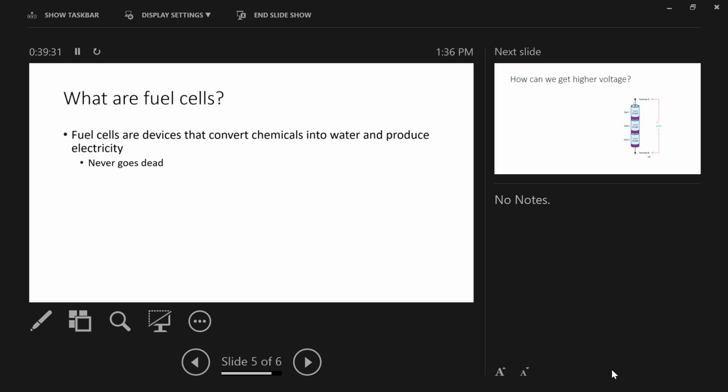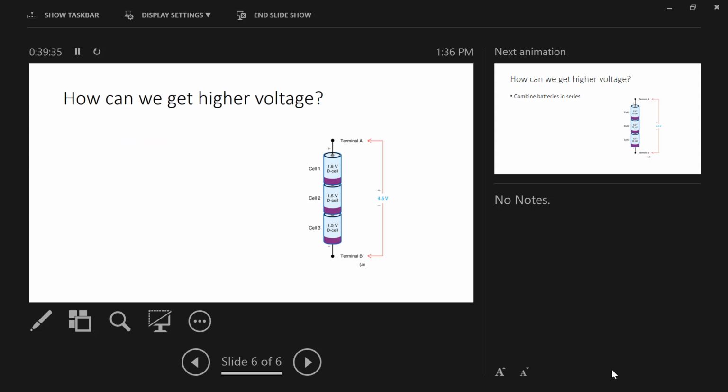I have one more question for you that we need to talk about, and it's this one. How can we get a higher voltage? So if we're using batteries to power a device and we want to get a higher voltage, how do we make that happen? Okay. So what I want you to do is this.